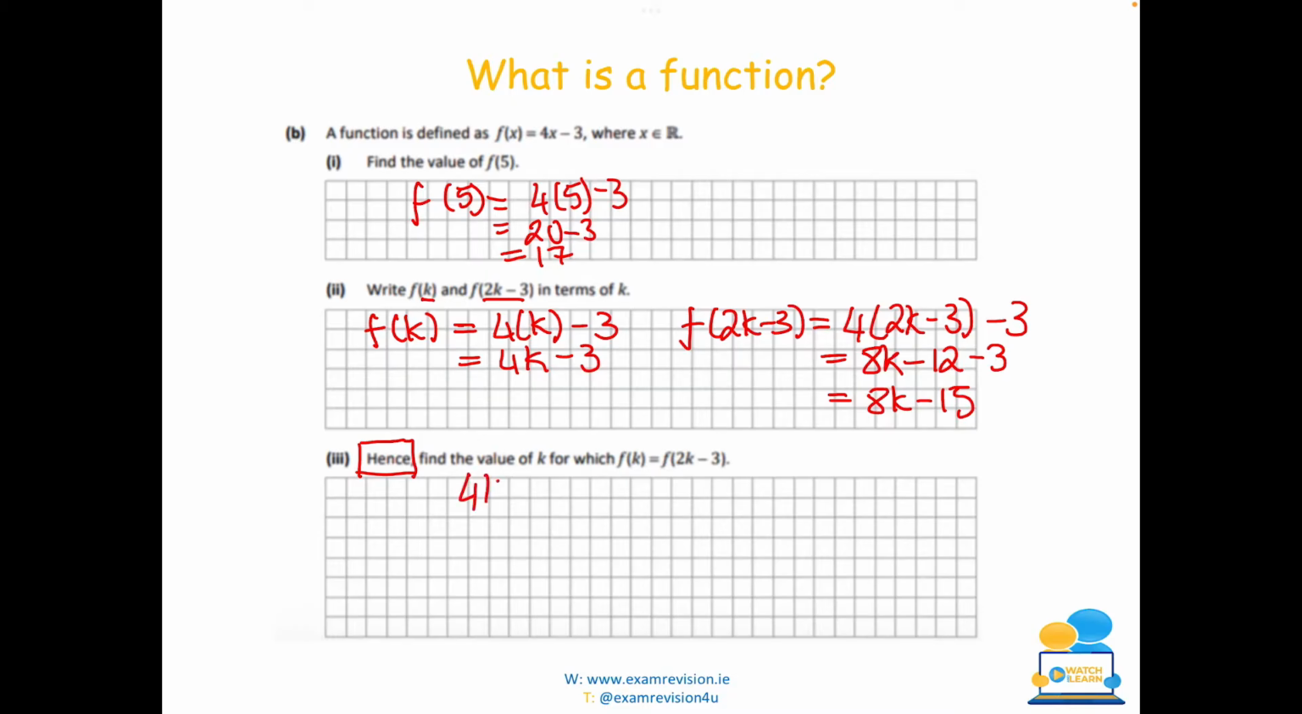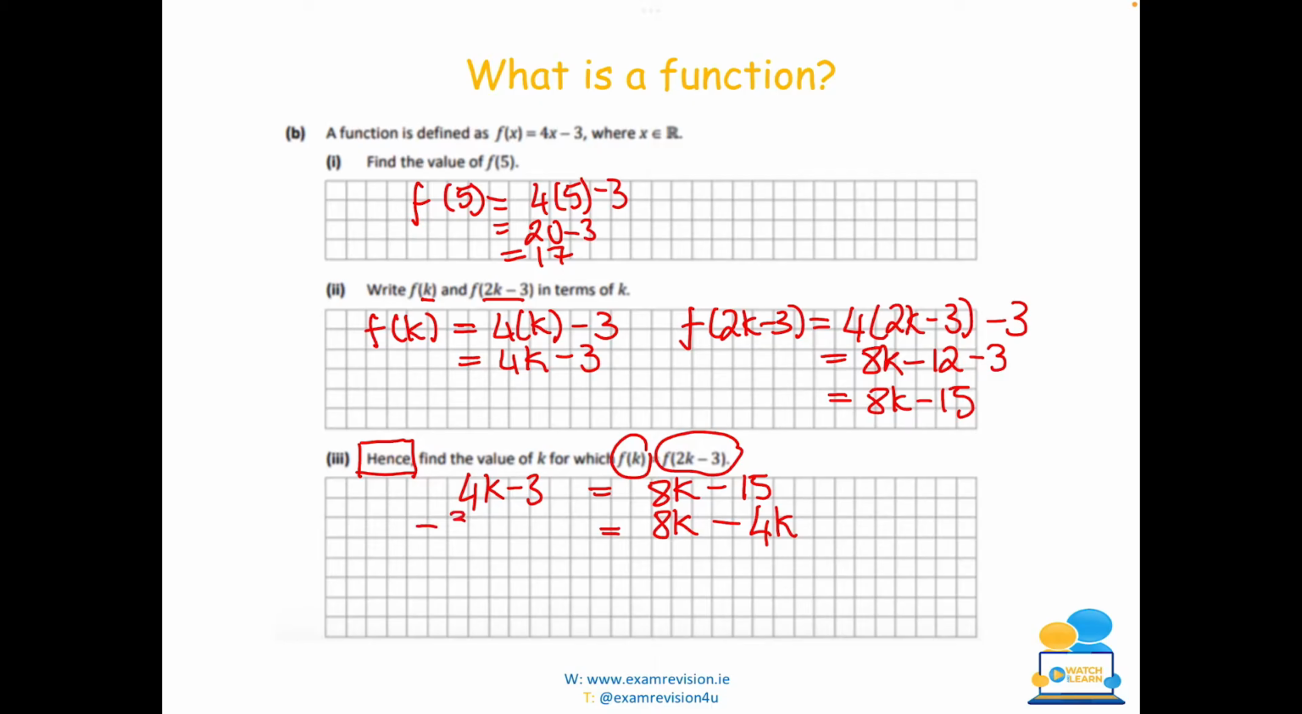So we have 4k minus 3, that was f of k from above, and we're going to let that equal 8k minus 15. That was f of 2k minus 3 from above. Now we have a linear algebra question, so we need to get our letters to one side and our numbers to the other. So if I get all of my letters over to the right hand side, so I have my 8k, I'm going to take away 4k from both sides. When I take away 4k from my left hand side, it's just going to go to 0, so we don't have to worry about it there.